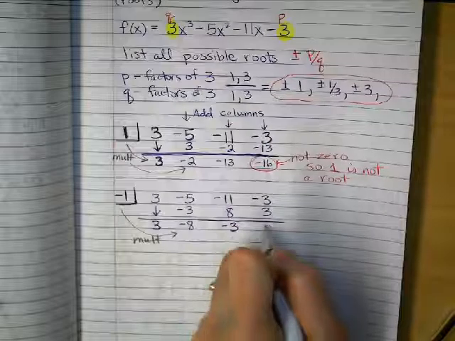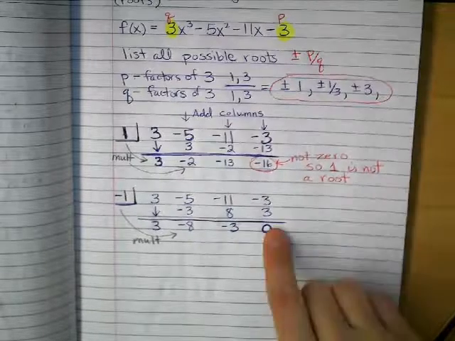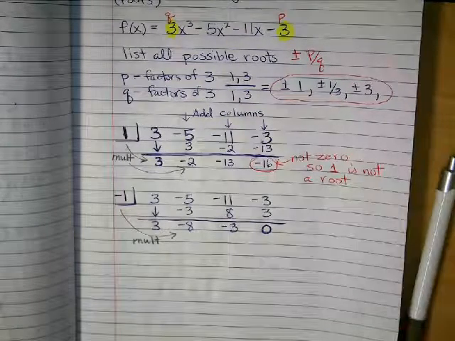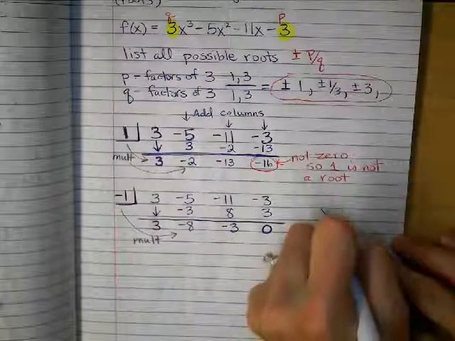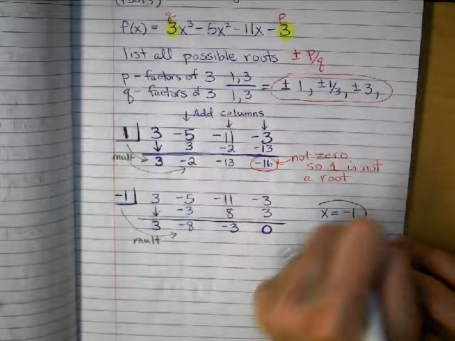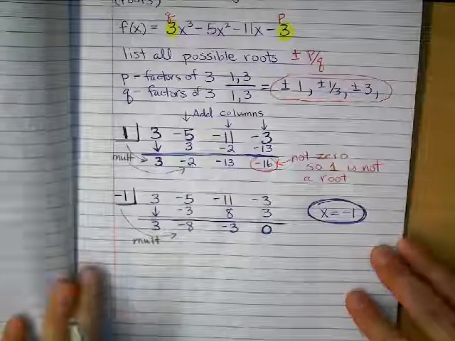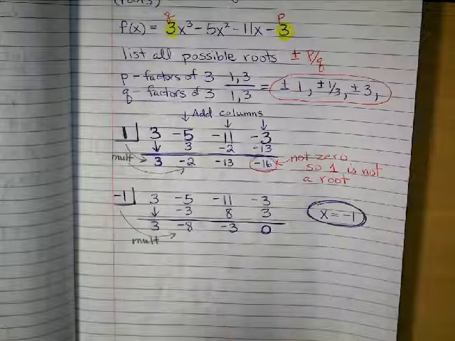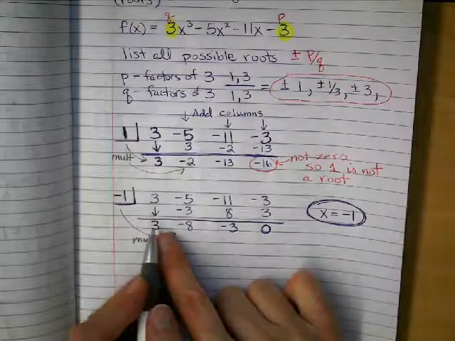See, this one has a 0 at the end, so this one works. So -1 is one of the answers to this problem. So x equals -1. That's an answer.